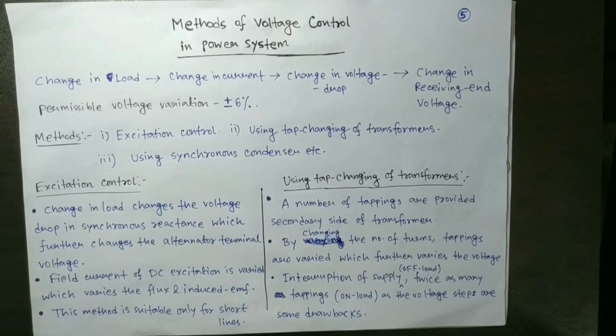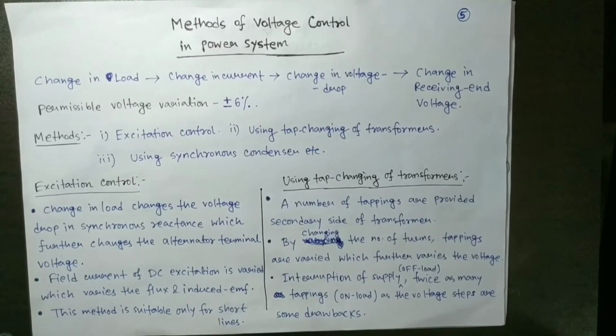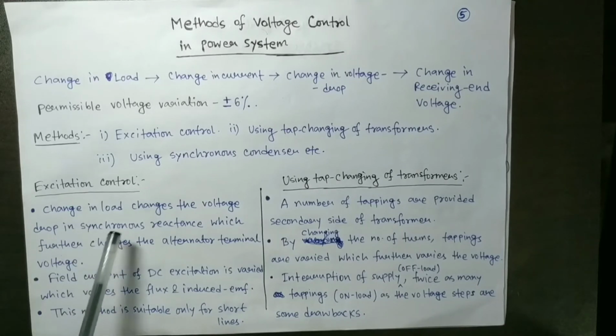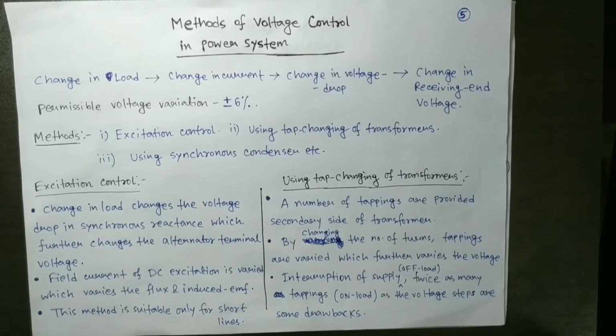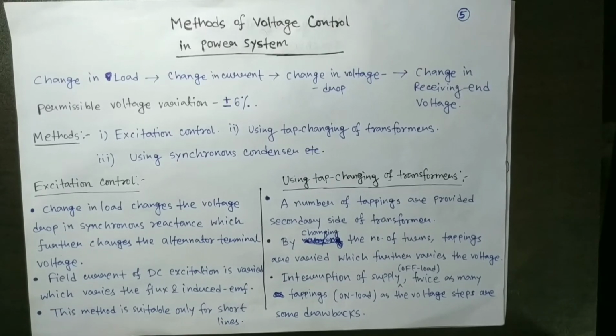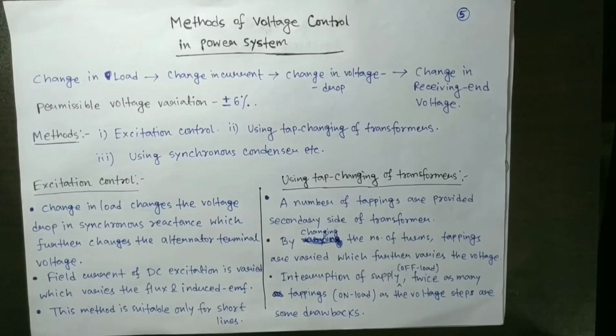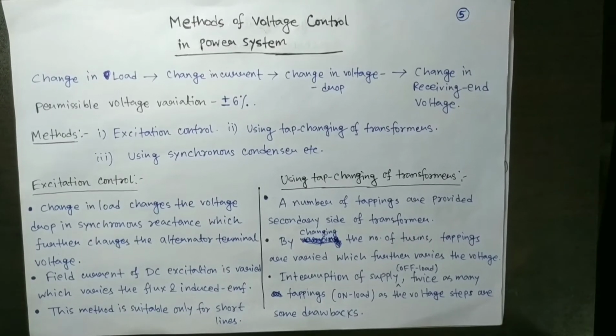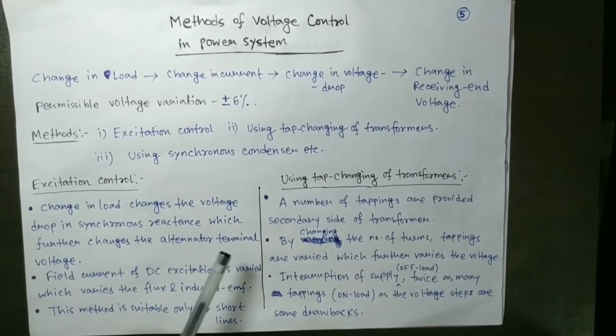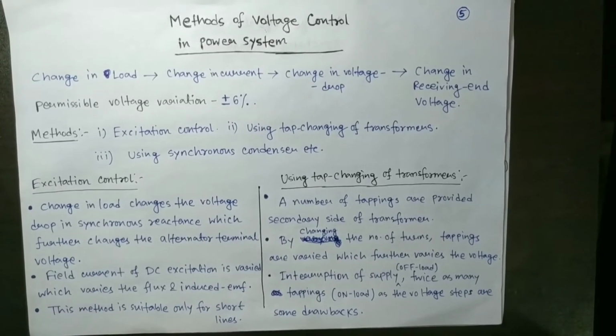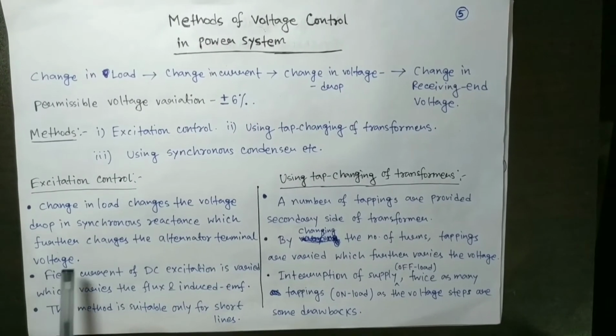So now let's discuss the excitation control. What is that? Here, change in load changes the voltage drop in synchronous reactance. Suppose your load is increased, so definitely your current demand will be increased. That higher current will result in a larger voltage drop in the synchronous reactance. So if your synchronous reactance is experiencing larger voltage drop, definitely the alternator terminal voltage will be reduced. So it will also result in a reduced receiving end voltage.